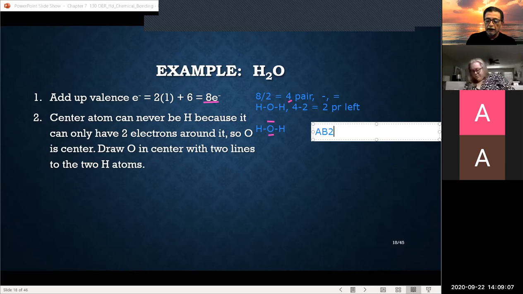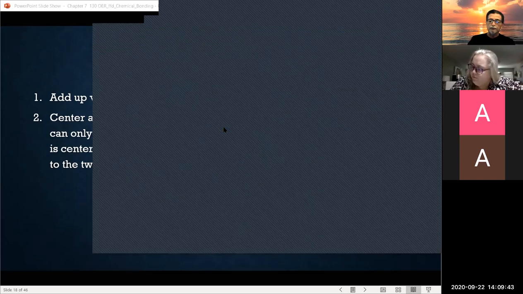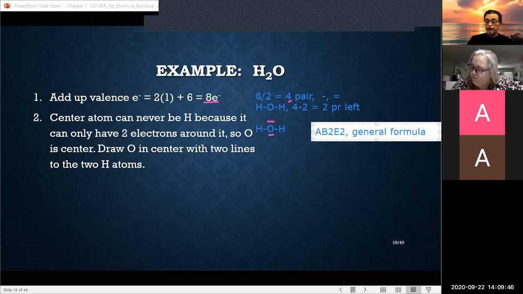Now, I also have the lone pairs. How many lone pairs do I have? 2. Exactly, 2. So that's my general formula, okay? Based on the valence electrons I started off with, how I put the structure together gives me the general formula. This is just a general formula that I'm going to use to go back to the shapes table. Keep in mind, it's AB2E2 is my general formula.